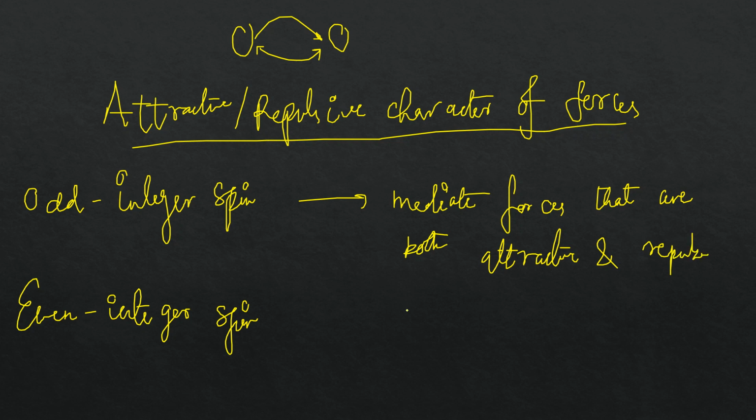And this one is what? Even integer spin particles mediate forces that are either attractive or repulsive. Only one. Either or. Either attractive or repulsive. All right. So these can be demonstrated from some basic properties in quantum field theory if you have studied.